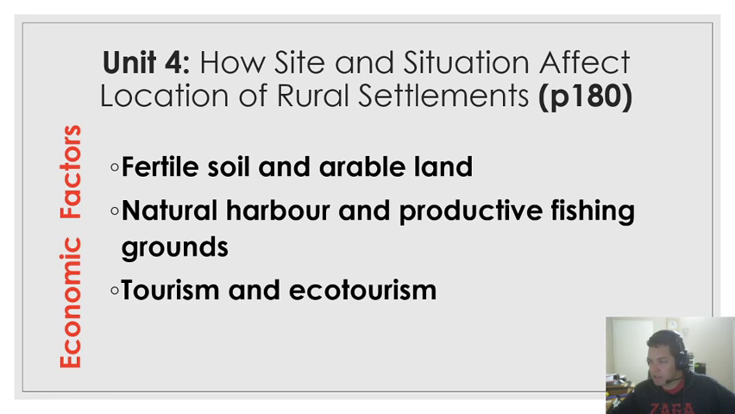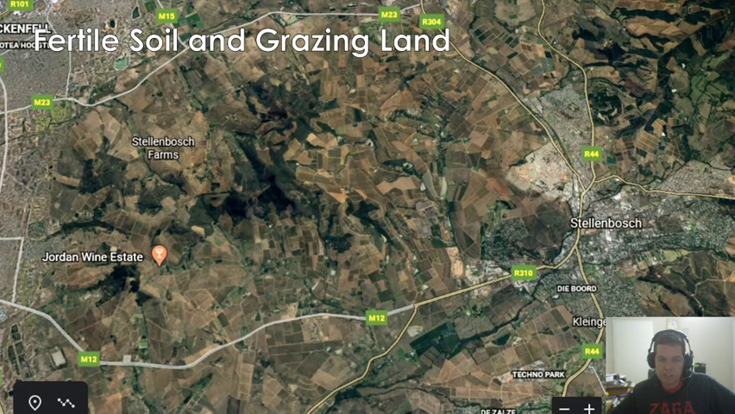The first example we're going to look at for the fertile soil will be Stellenbosch. The second one, with the natural harbour, we'll look at Elandsbaai in the Western Cape, and then the last one, for tourism, we'll look at Skukuza, which is in the Kruger National Park.